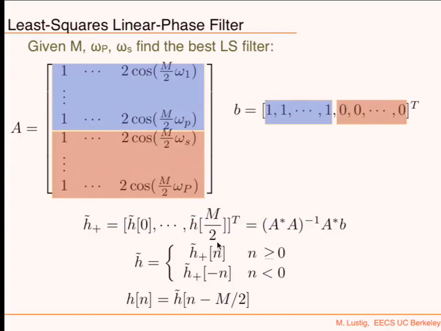Okay, I'm only going to get the positive part of it. And then I'm going to construct h tilde from this result. Basically, I'm just going to extend its symmetry and get the entire filter, because now it's symmetric, such that h tilde is this for the positive, and it's flipped for the negative part, right? So now it's symmetric. And then to get the real filter, I need to shift it by M over 2. So now it needs to become positive.